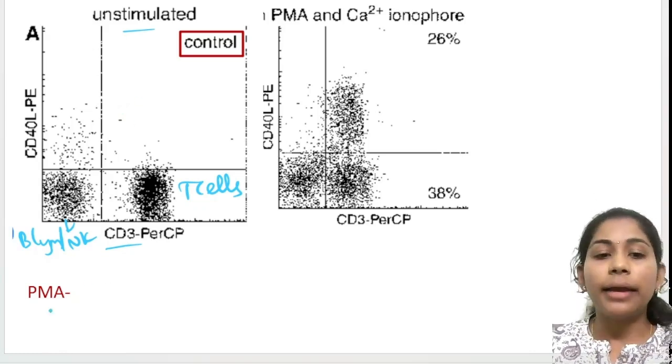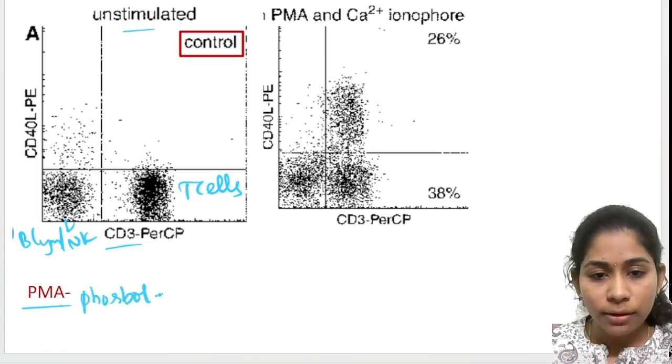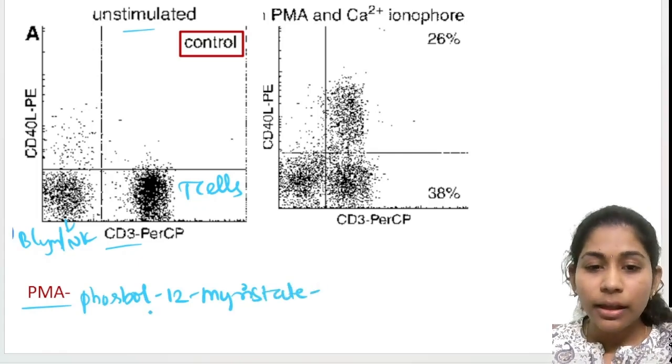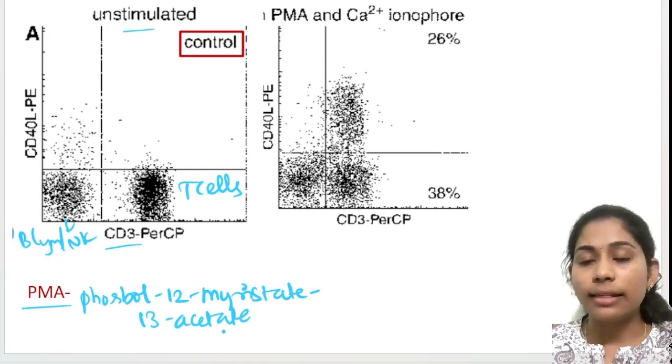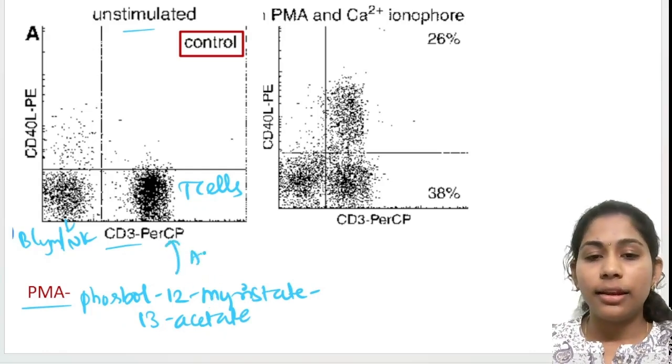We are creating it by adding this chemical, that is PMA. What is this PMA? It is phorbol 12-myristate 13-acetate. This is the chemical. What will this chemical do? It will activate the T cells. That means it acts as an infection.